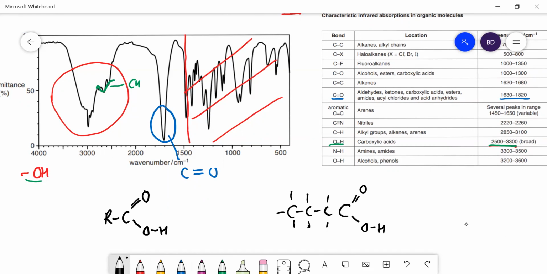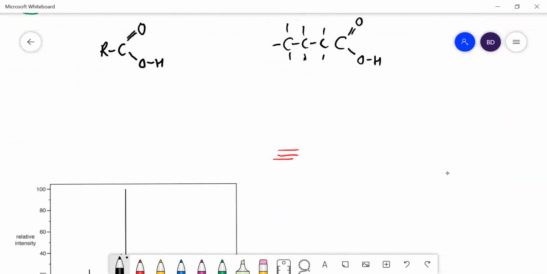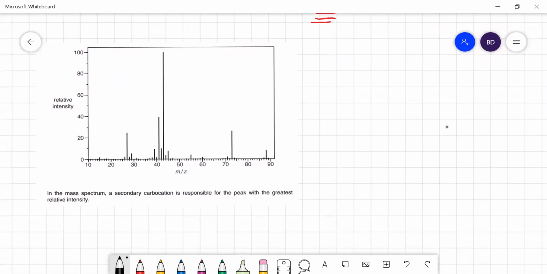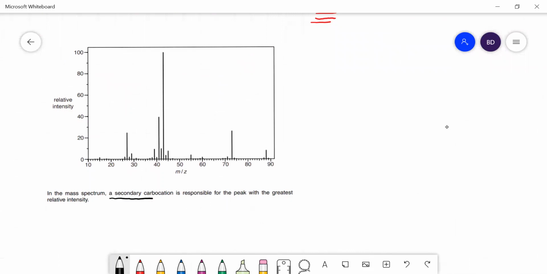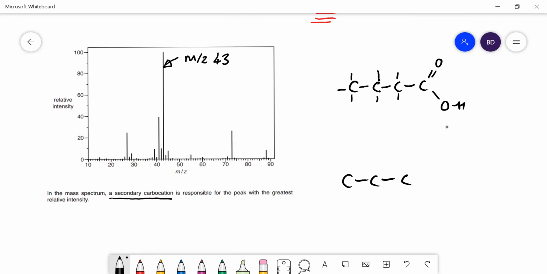Now they give us a little bit more information to do with the mass spec. I've repasted the mass spectrum down there again, and it tells us that a secondary carbocation is responsible for the peak with the greatest relative intensity. The peak with the greatest relative intensity is obviously this one here, which has an MZ of 43. Now, let's think. The two possibilities: we could have butanoic acid, where we have our 4 carbons and a carboxylic acid group. The second possibility is methyl propanoic acid, which would be like this. That also fits. It couldn't actually be anything else, could it? It could only be those two things. A carboxylic acid with 4 carbons is either butanoic or 2-methyl propanoic.